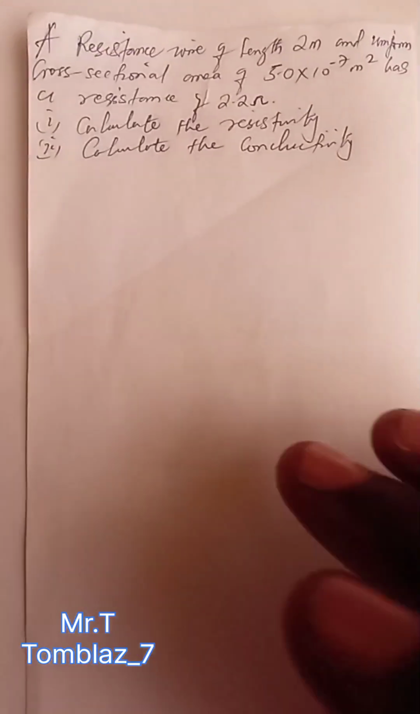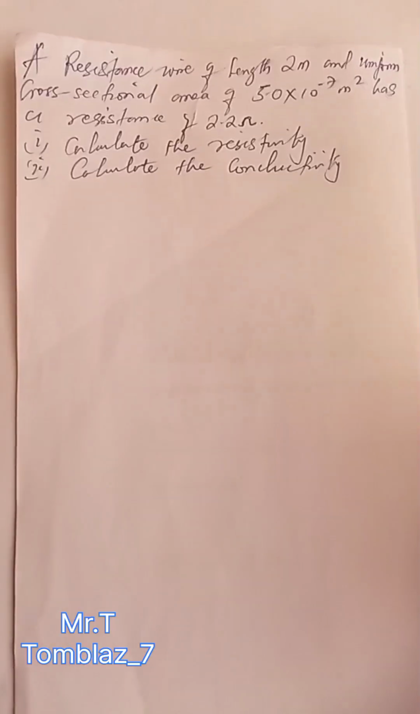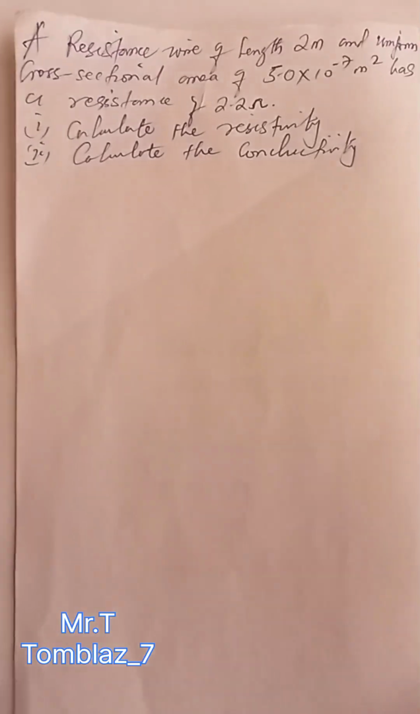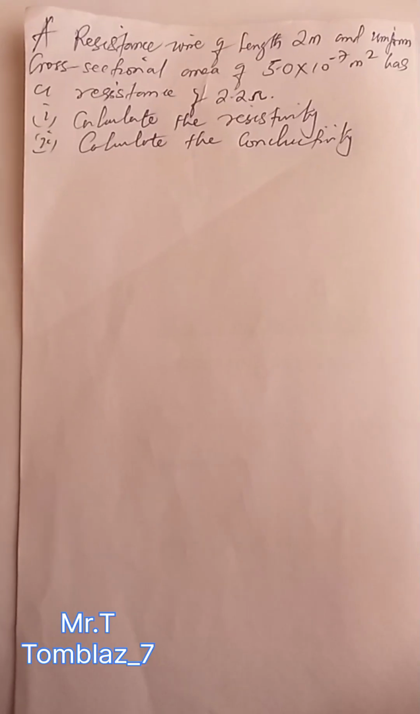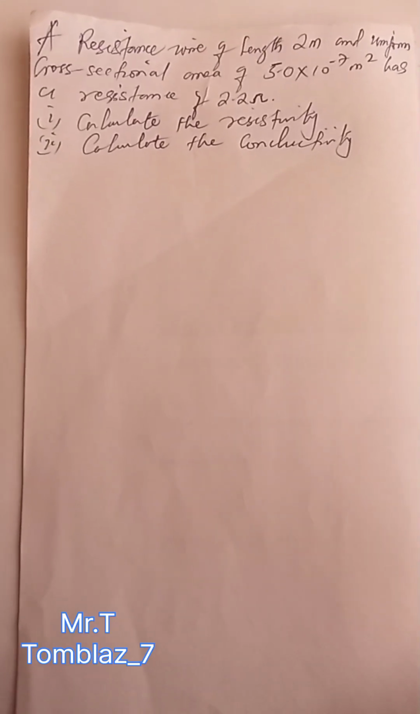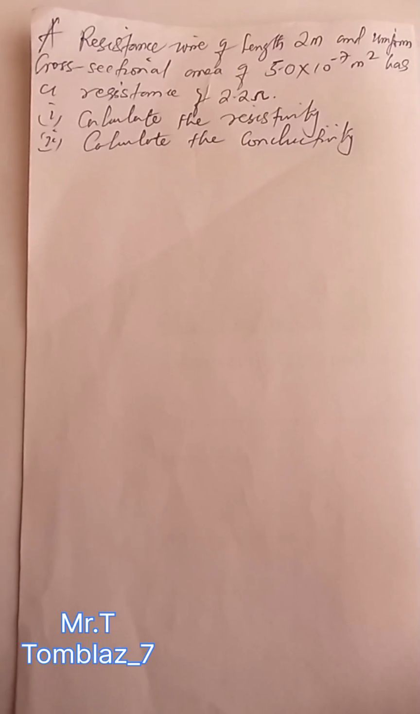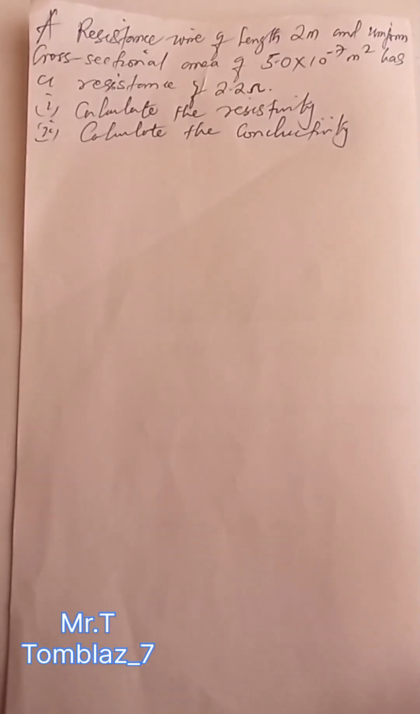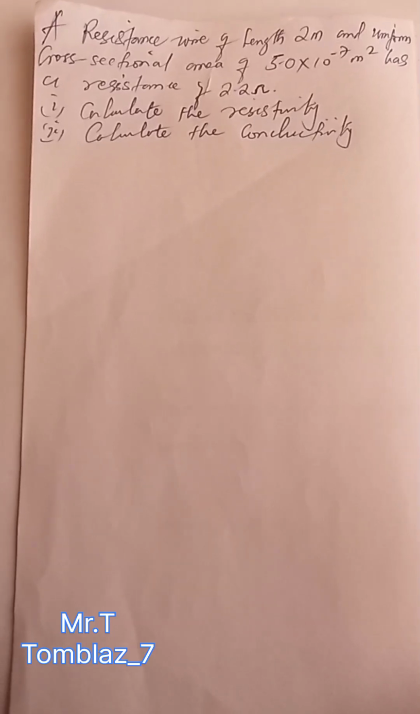This question said a resistance wire of length 2 meters and uniform cross-sectional area of 5.0 times 10 raised to the minus 7 meters squared has a resistance of 2.2 ohms. Calculate the resistivity and then calculate the conductivity.